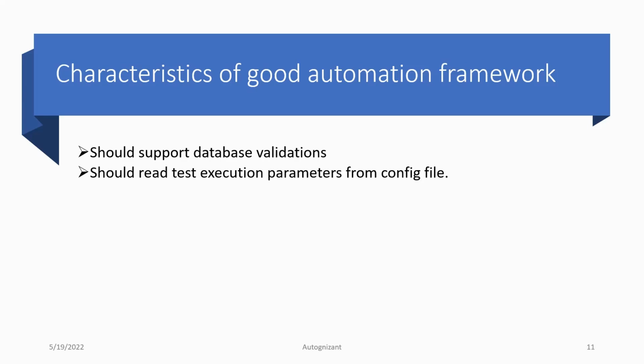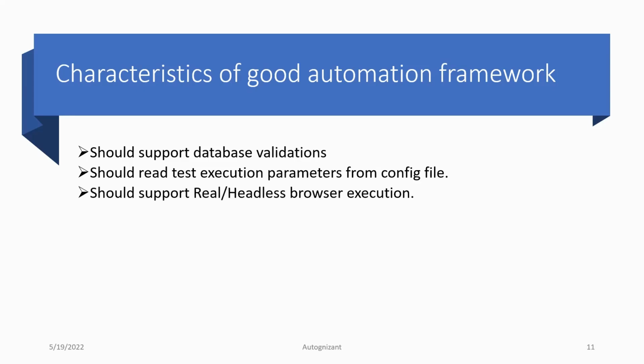We might need to execute automation test scripts against different browsers and different operating systems. Sometimes we might need to execute on the Chrome browser. Sometimes we might need to execute on Internet Explorer or Edge browser, right? So there should be a way in which we can control the test execution parameters, and we should be able to execute automation test scripts on the desired browser, desired operating system, and in the desired environment.